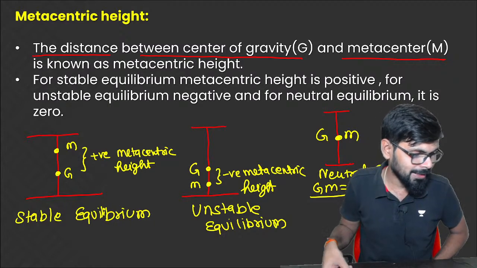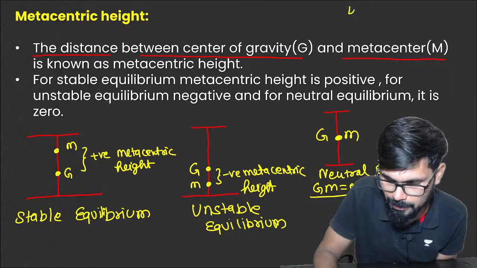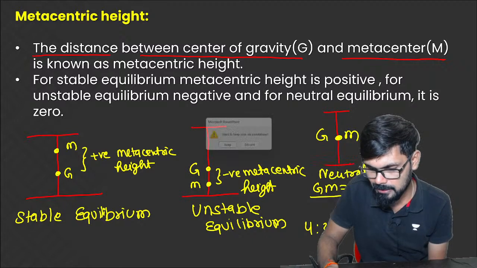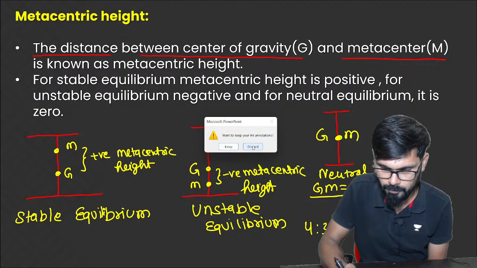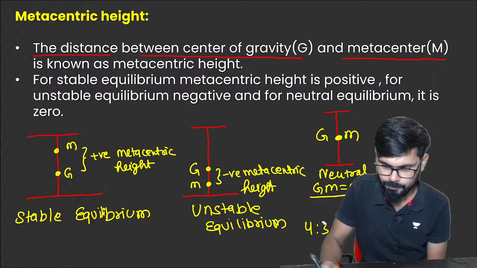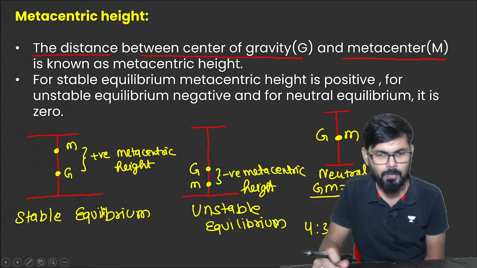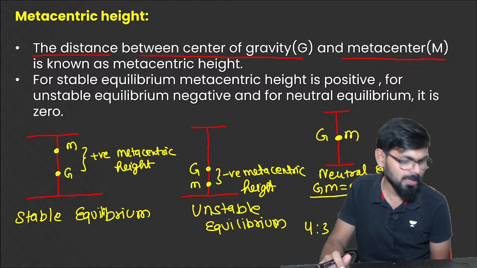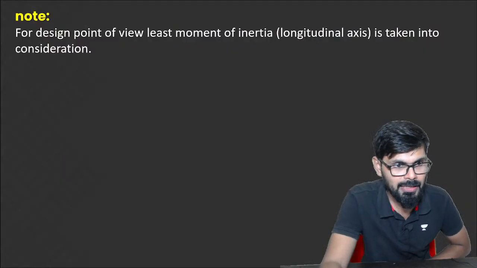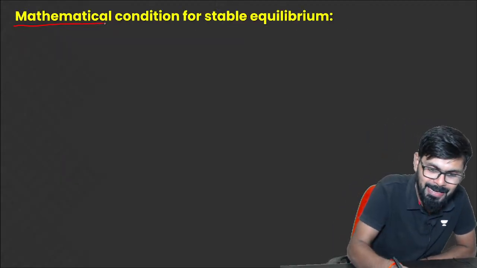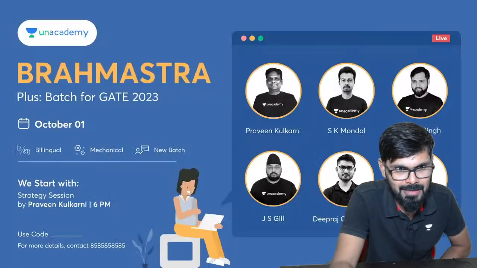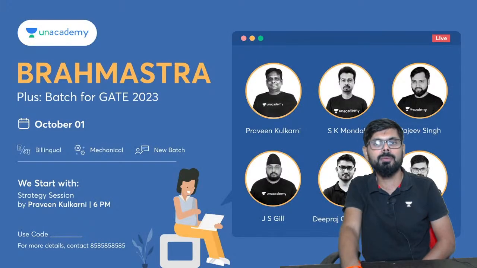Tomorrow again the 4:30 class is there, and in the 4:30 class we will learn what type of questions can be asked. This is one type of question. How to calculate the metacentric height, the mathematical condition of stable equilibrium, we will study tomorrow. We have 4 questions on it, and we will solve all four. So this is all about today's class.